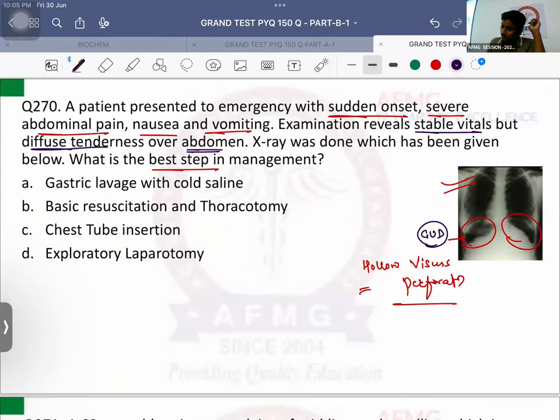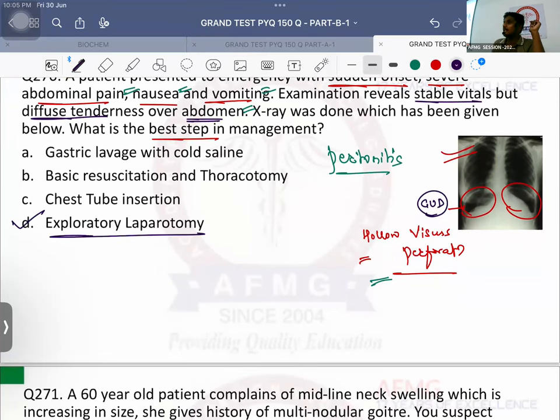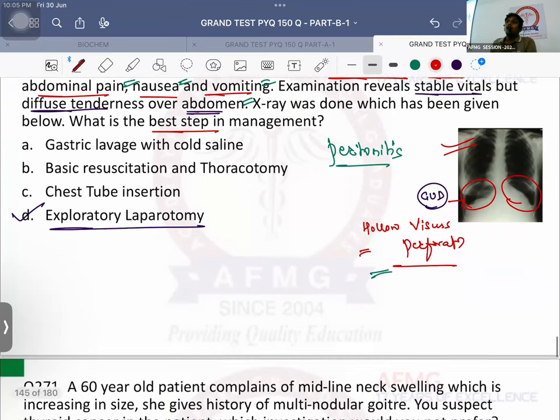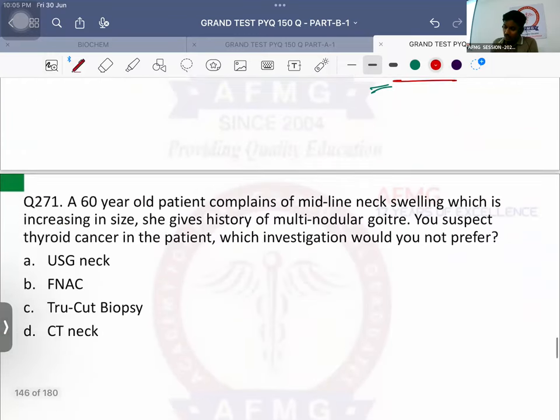Okay. Along with that, the patient is having features of sudden onset severe abdominal pain, nausea, vomiting. Okay. Diffuse tenderness all over the abdomen. Sometimes cardboard-like rigidity or guarding. All features of peritonitis. So perforation with peritonitis. So it is a case of perforation peritonitis. What is the best step in management? Exploratory laparotomy with peritoneal lavage. Then closure of perforation.